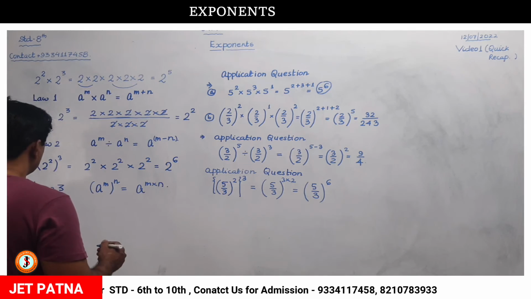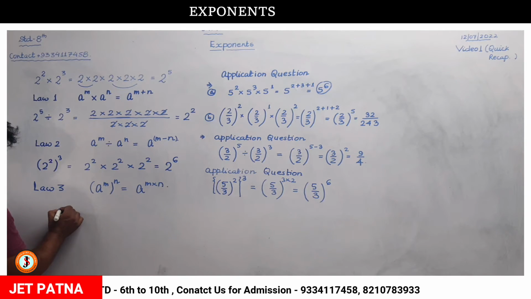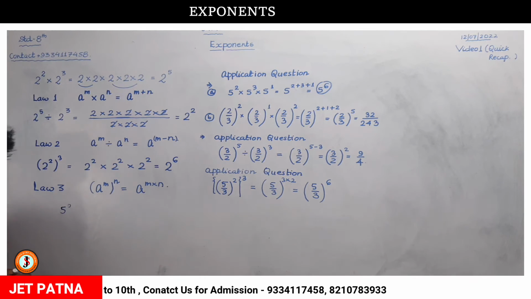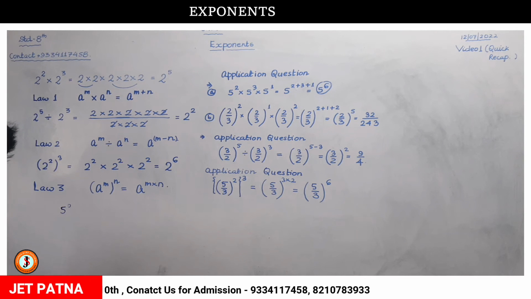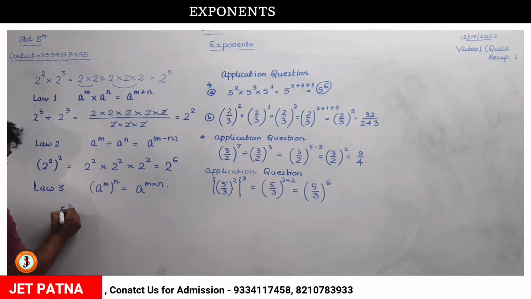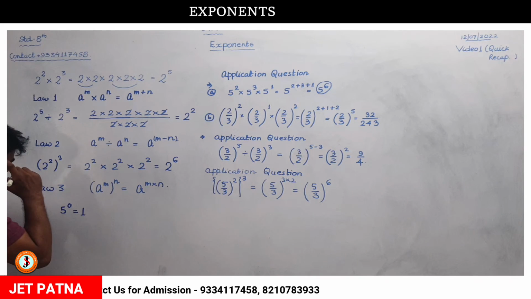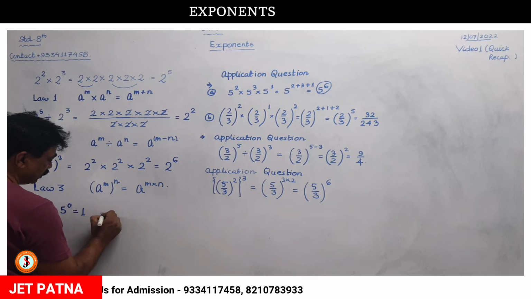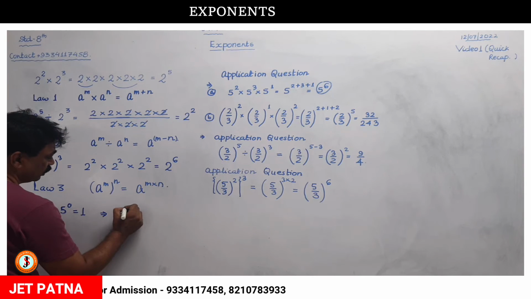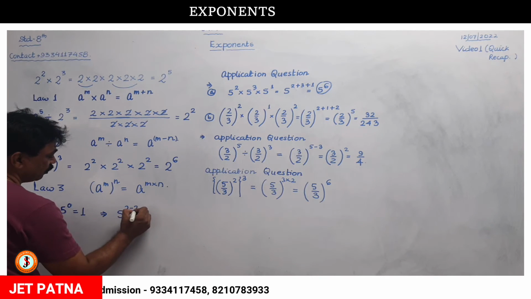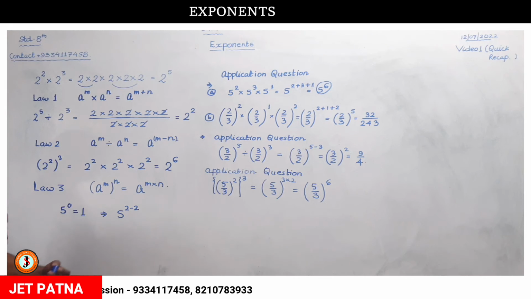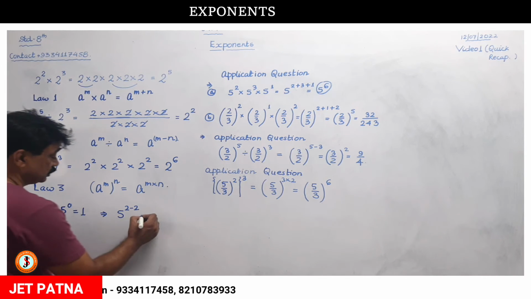Now there is one last thing. You may have noticed, what is 5 to the power 0? Last year it was told to you that 5 to the power 0 is equal to 1, or anything to the power 0 is equal to 1. Why? Because we can write 5 to the power 0 as 5 to the power 2 minus 2, or 5 to the power 3 minus 3. So what does this become?